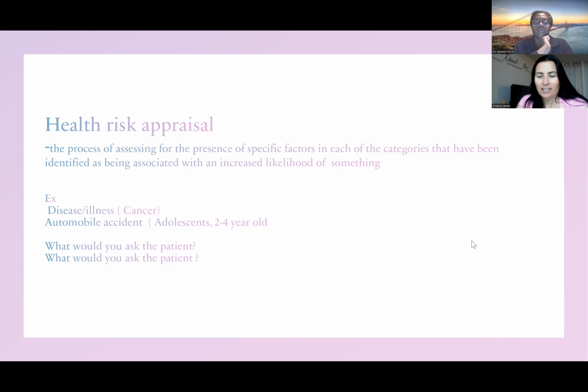Distractions, like don't text and drive. Are you using your phone? Are you texting and driving? Exactly. Paying attention, the music. What about that thing that we're supposed to be wearing? Seatbelt. Yes, seatbelts. That's important. What about 2 to 4 year olds? What would we be asking that parent about 2 to 4 year olds, if we're trying to prevent automobile accidents?